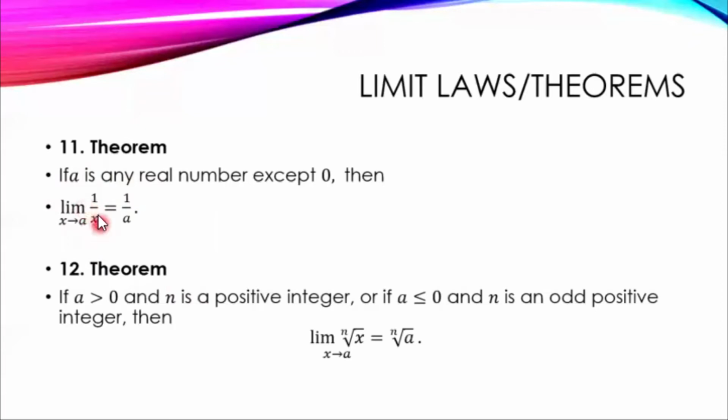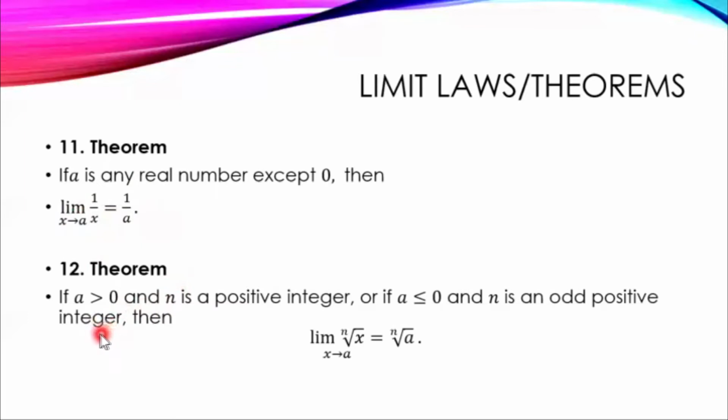The denominator is the identity function, so we can simply substitute a for the variable x. That's why we have 1 over a. So we used the limit of the quotient of two functions, but actually we can simply substitute the value of x, which is a, in the variable. That's why we have 1 over a.